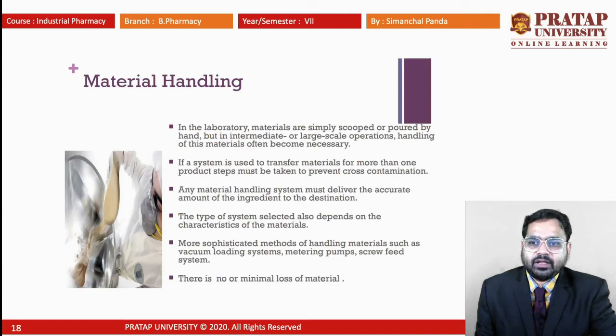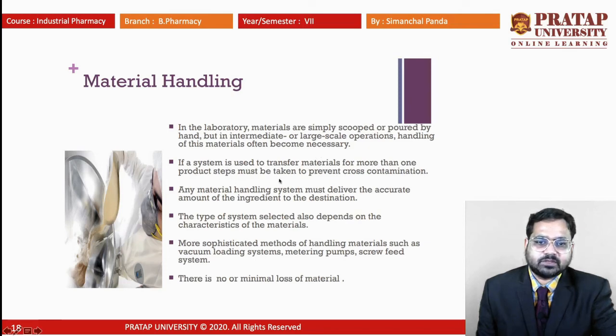So material handling is of different types. In the laboratory, materials are simply scooped or poured by hand, but in intermediate or large scale operation, handling of the material often becomes necessary. If a system is used to transfer the material for more than one product, steps must be taken to prevent cross contamination. We know that there are different steps involved for particular equipment, and if those vary from batch to batch, we have to take proper steps to avoid cross contamination.